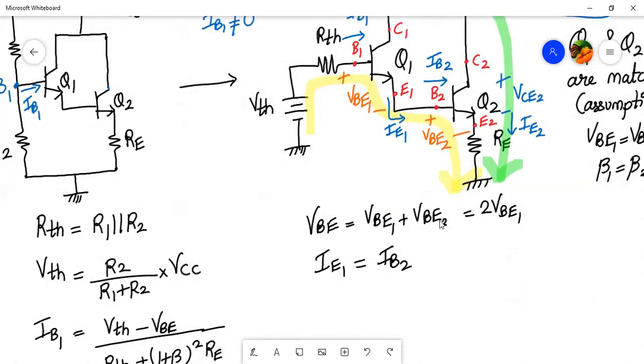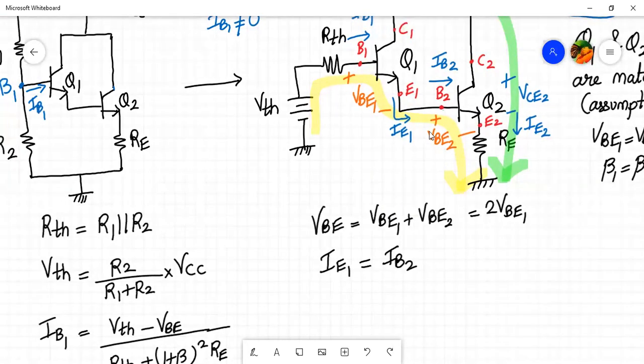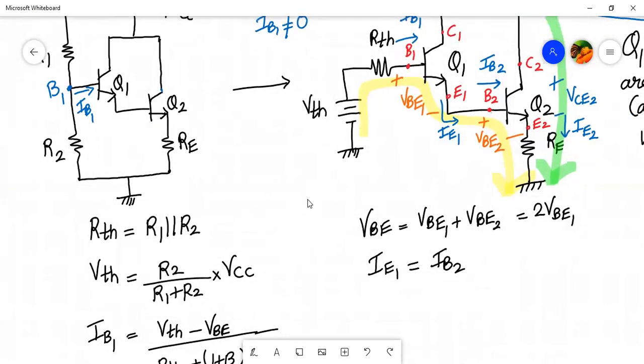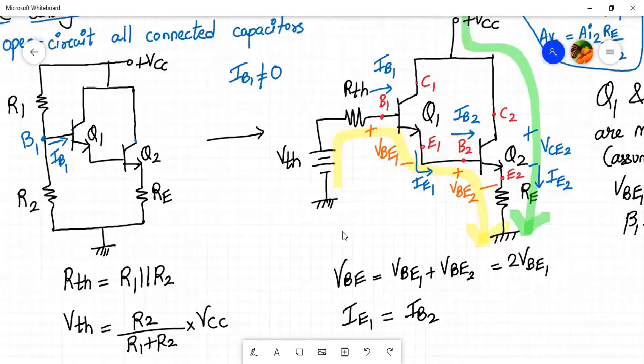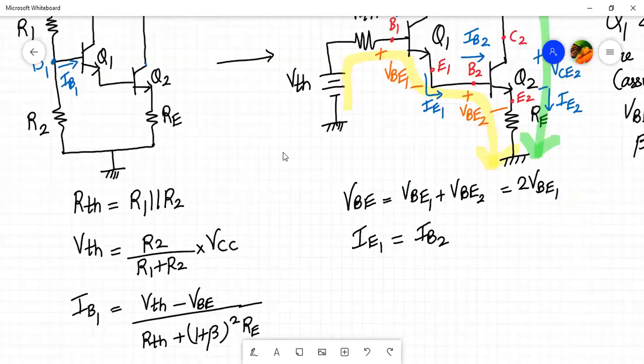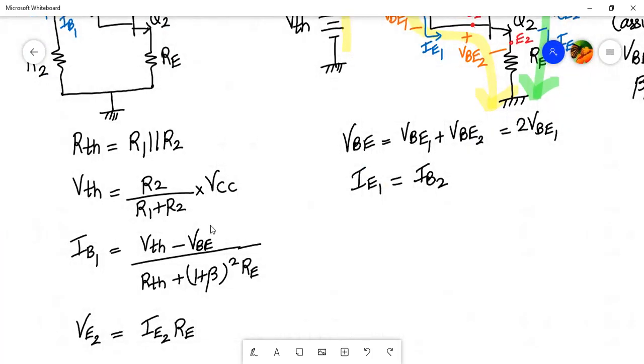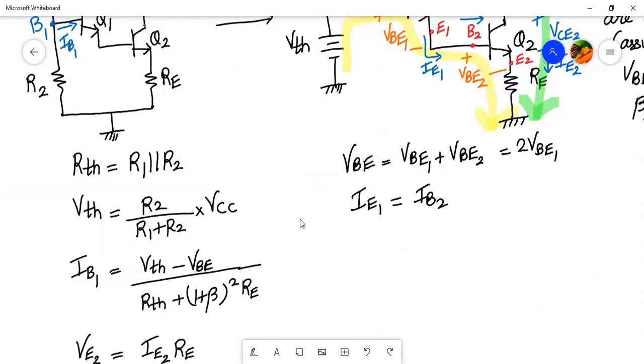Your VBE is VBE1 plus VBE2. We have already seen that. RTH value is R1 parallel to R2. VTH value is R2 divided by R1 plus R2 into VCC. We have already derived that. And the base current IB1 value will be VTH minus VBE upon RTH plus (1 plus beta) square times RE. So note the changes. And here VBE is not 0.7. It is VBE1 plus VBE2, that will be 1.4 if VBE is 0.7.